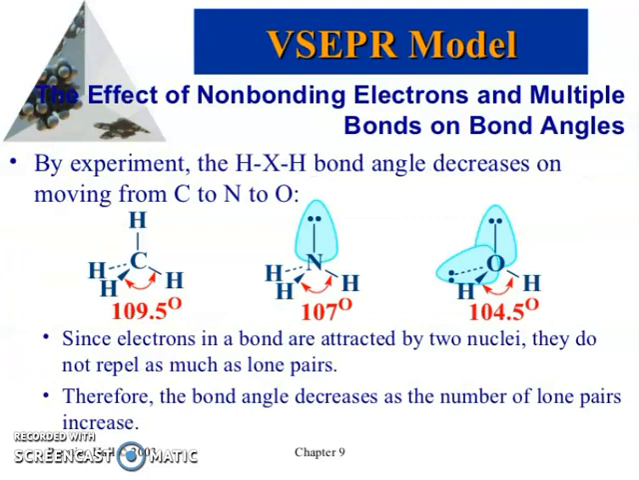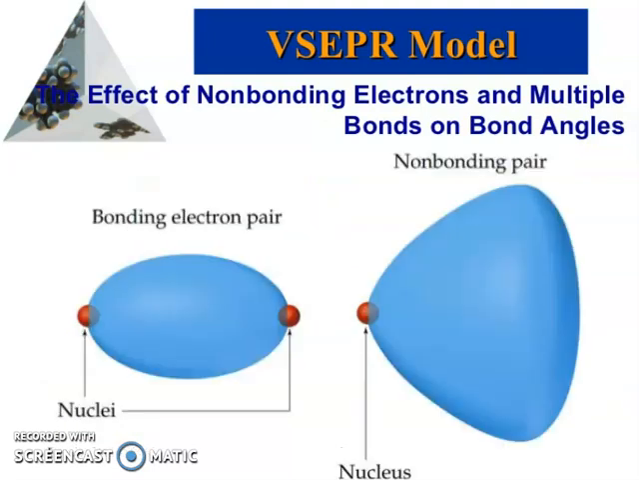So, by experiment, the HXH bond angles decrease on moving from carbon to nitrogen to oxygen. You can see 109.5 degrees, 107 degrees, 104.5 degrees. Since electrons in a bond are attracted by two nuclei, they do not repel as much as lone pairs. Therefore, the bond angles decrease as the number of lone pairs increases. So, bonding electron pair, nucleus, and non-bonding pair, nucleus. So, see the situation.